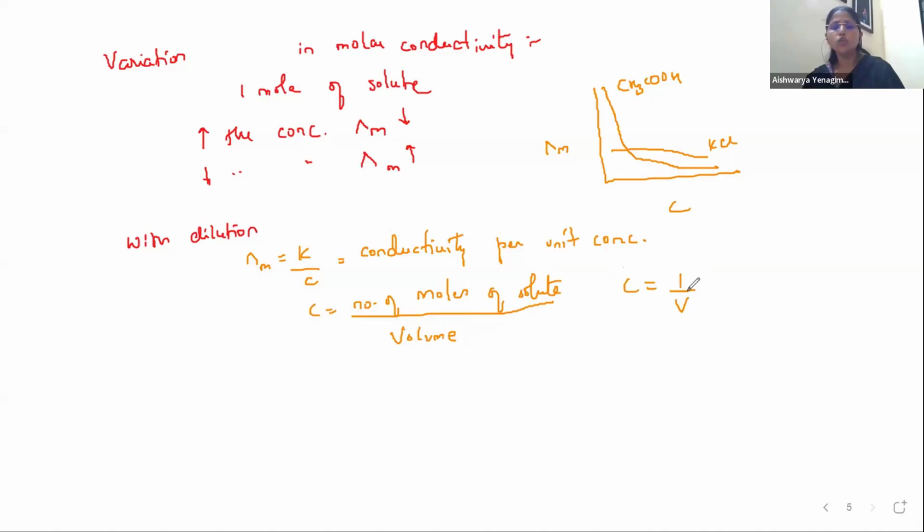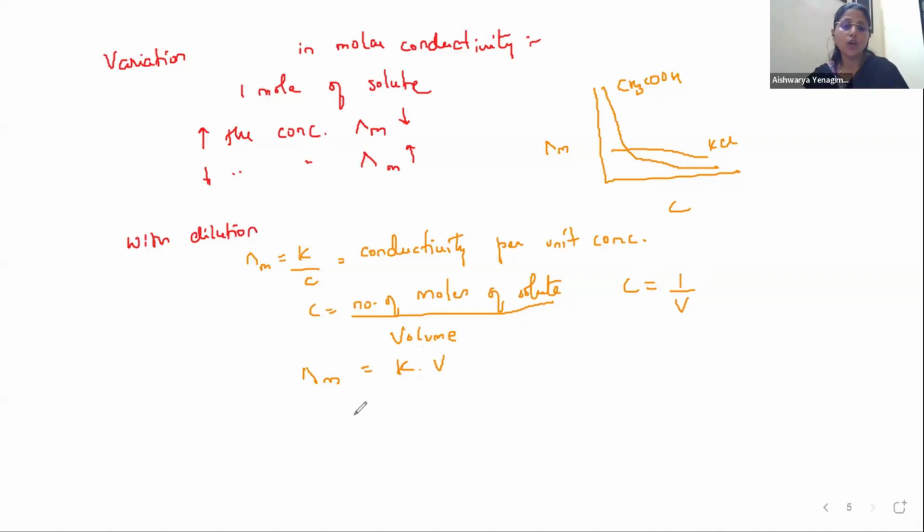Are you all getting it? So molar conductance, I can write, lambda m is equal to kappa into volume. Correct? Molar conductance is kappa into volume, because C is in the denominator, and 1 by C is V. Yes or no? So kappa into volume. This relation is very important when you are trying to understand the variation.